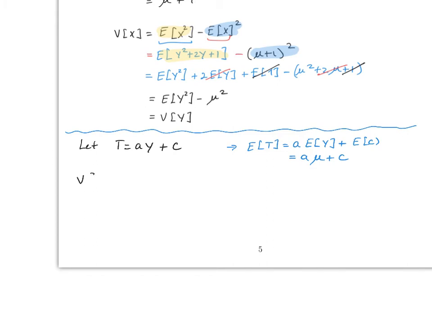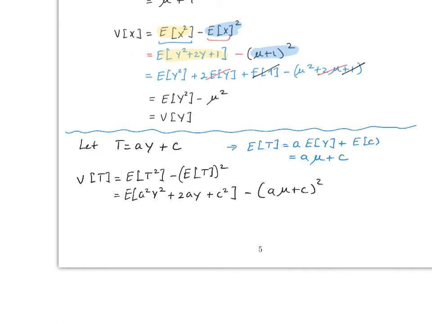The variance will be more interesting. So what is the variance of t? The variance of t is going to be the expected value of t squared minus the square of the expected value of t, which will equal the expected value of a squared y squared plus 2acy plus c squared, minus a mu plus c squared, where this is a squared mu squared plus 2a mu c plus c squared.